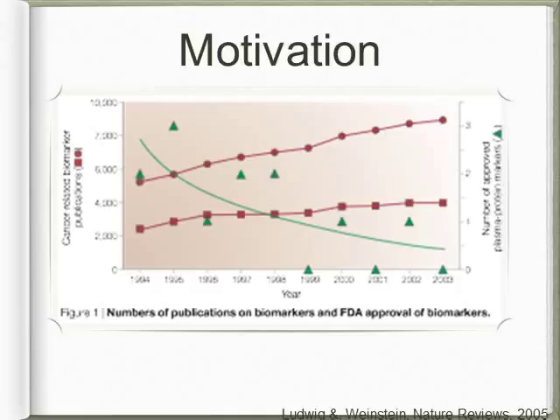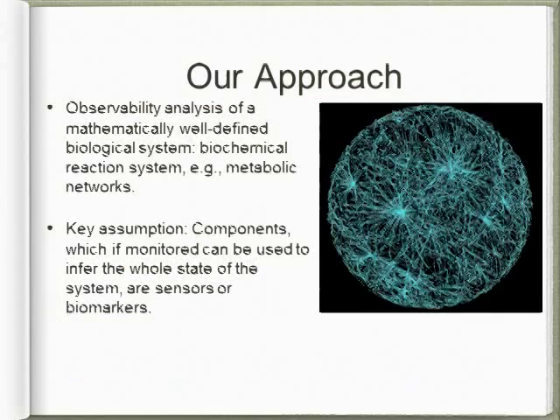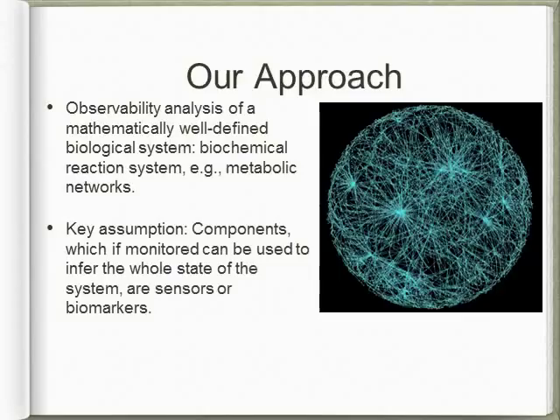The motivation of this problem is due to this very funny figure. You see the x-axis is the time. On the y-axis, I'm showing you the number of publications on biomarkers and the number of FDA-approved biomarkers. You see, despite the increasing rate of publications on biomarkers, the number of FDA-approved biomarkers is decreasing. So what does this tell us? Well, that just means many publications are not very useful for us to find FDA-approved biomarkers.